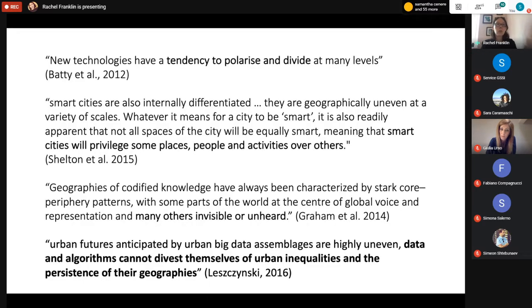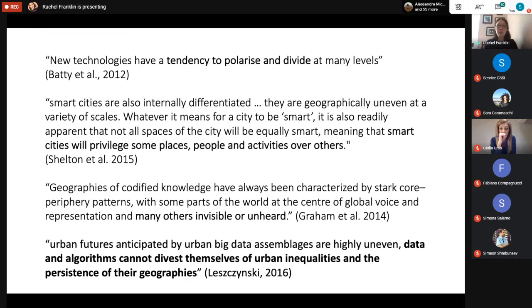Right? And there's a great deal of research, especially in geography, on smart cities and technology. Michael Batty has noted that new technologies, regardless of their origin, have a tendency to polarize and divide. This is going to operate at multiple spatial scales. So you could imagine global north and global south cities, for example, stretching away from each other, urban areas and rural areas stretching away from each other.